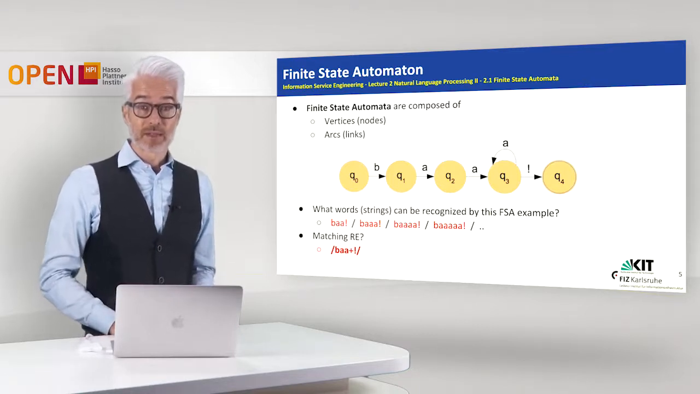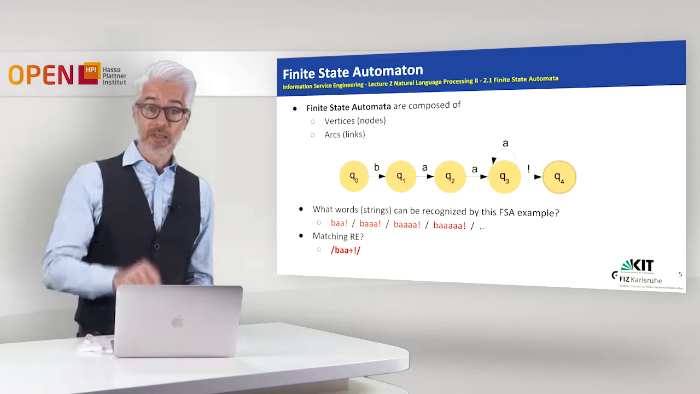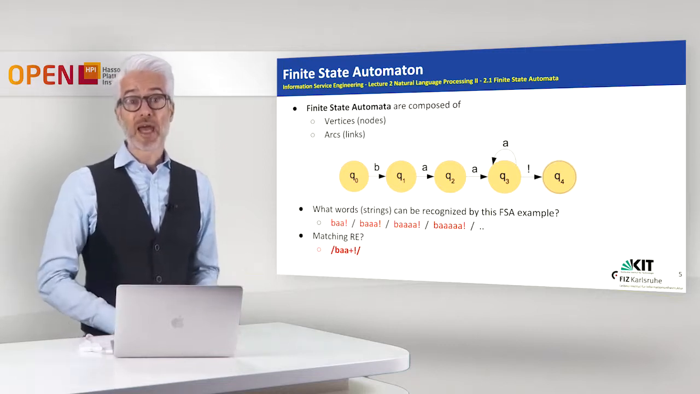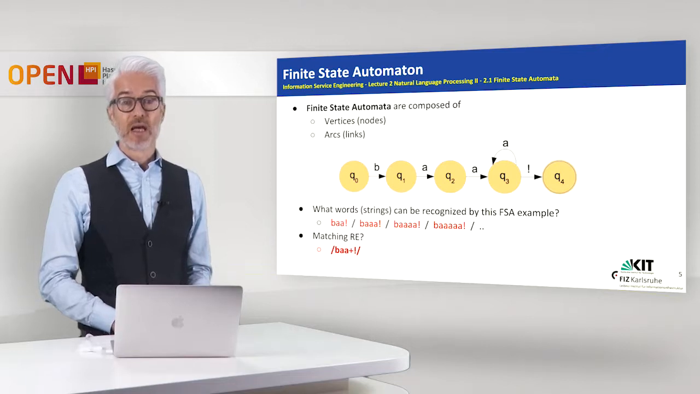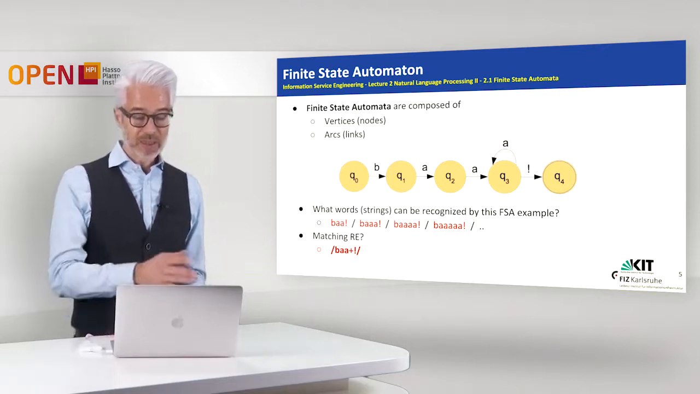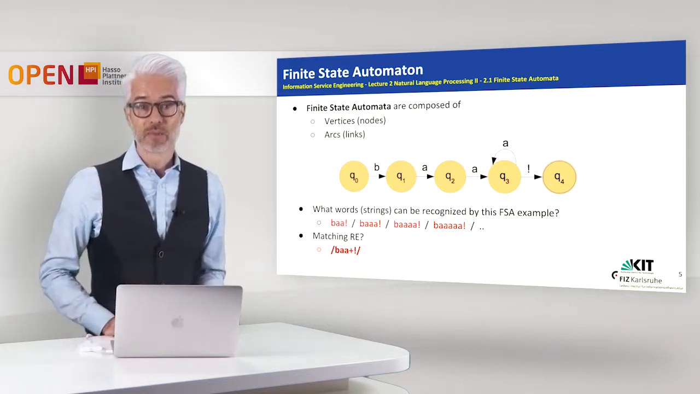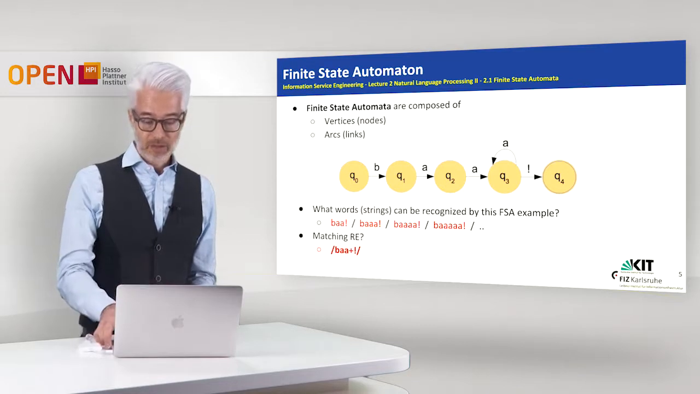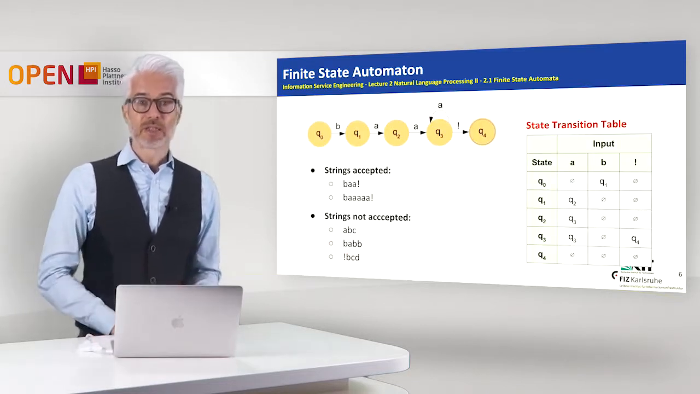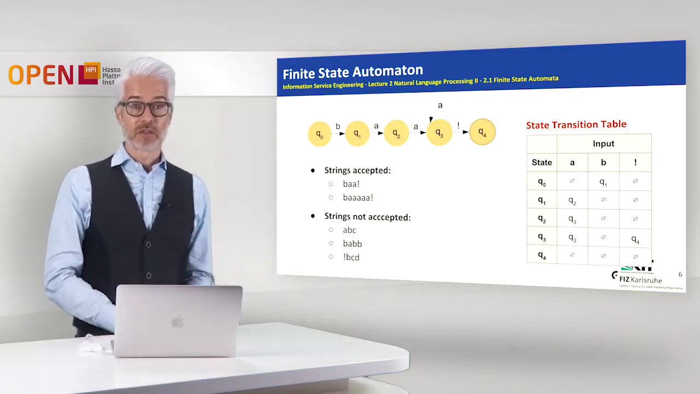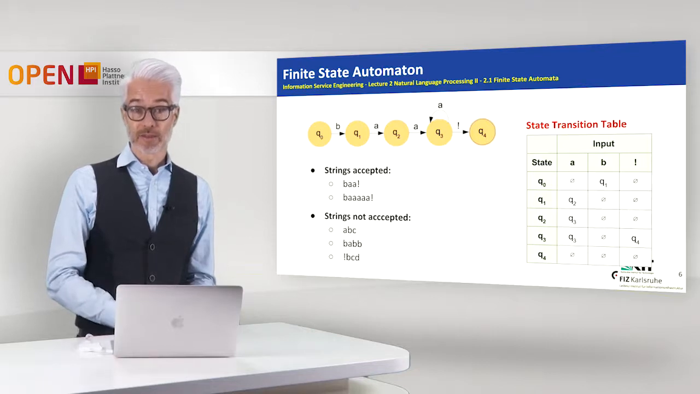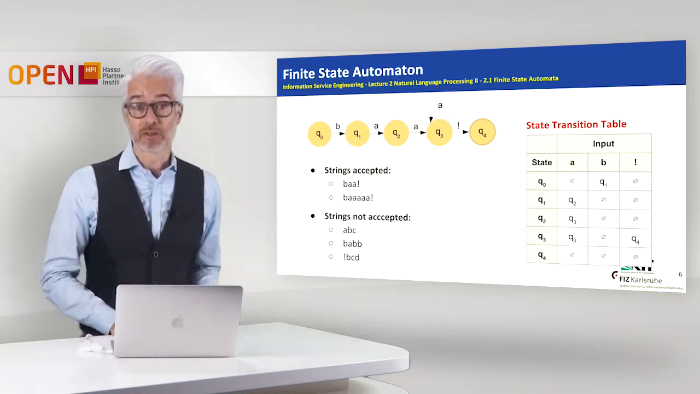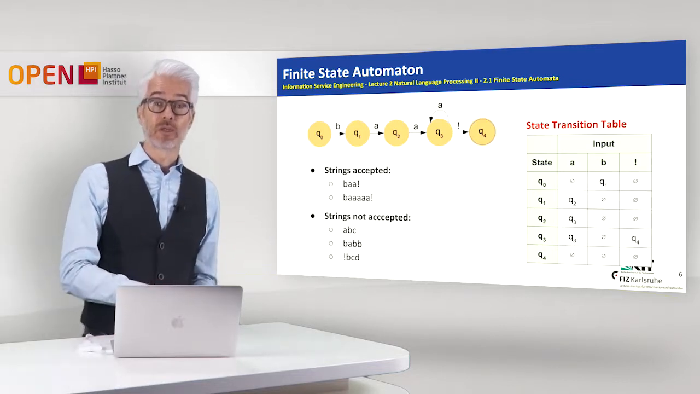What other kinds of words can be accepted? You see here that at Q3 you have an arc which leads to Q3 again by reading an A. It means you can read an arbitrary number of A's before the exclamation mark comes. Of course, you can think of a matching regular expression for that, which would be BAA, then a plus sign for at least one A, and then the exclamation mark. This would be the corresponding regular expression for exactly this automaton. The strings accepted are, for example, BAA exclamation mark or BAAAAA exclamation mark and so on. Other strings, like ABC or exclamation mark BCD, will not be recognized simply because for them there is no corresponding transition.